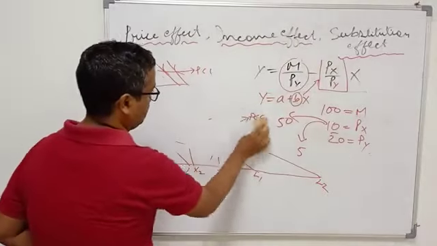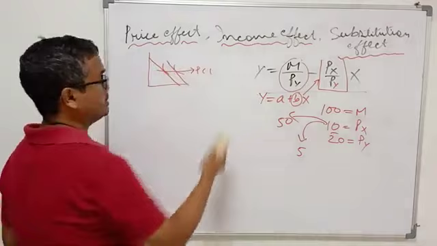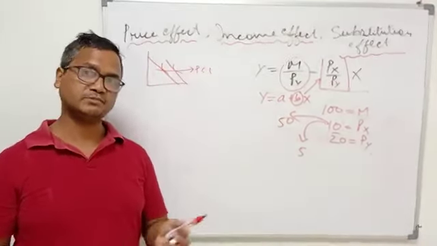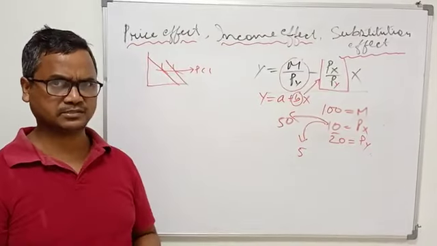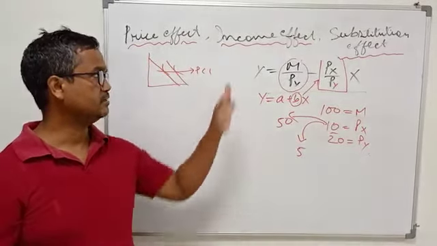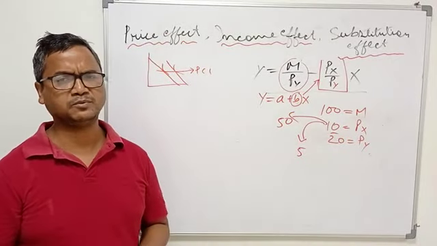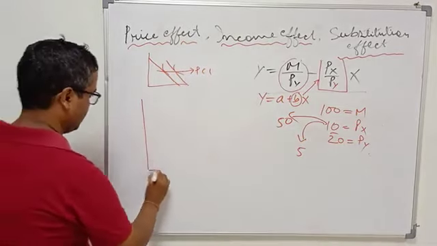Now we can have one more, the income effect. What is the income effect? Consumption of goods and services will change due to a change in your income. Here the price will remain constant, but your income level has increased, so consumption of goods and services will also increase. So graphically, how can we represent it?